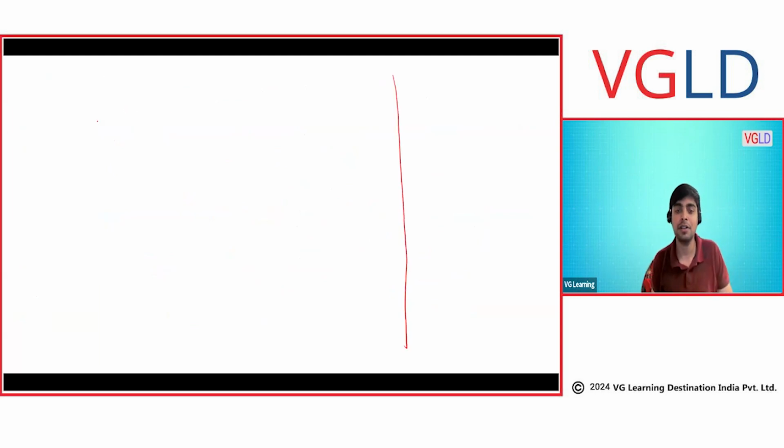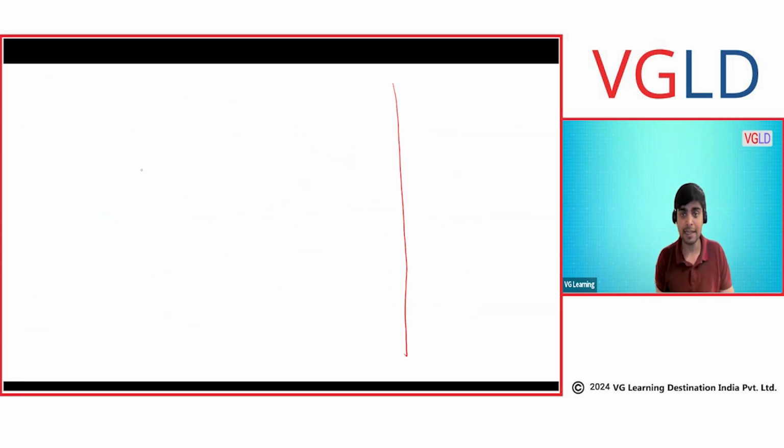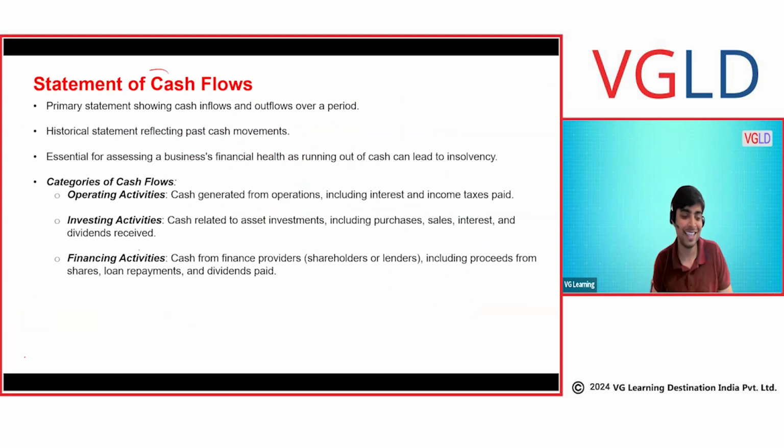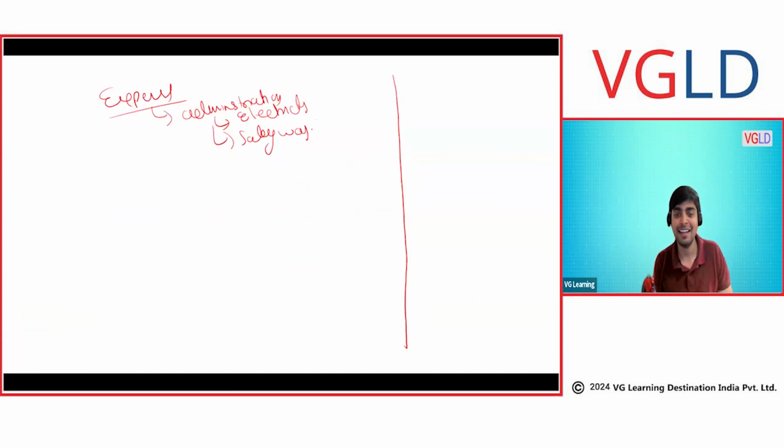Now let's include the other expenses. What can be expenses? Let's say administration expenses. What are administration expenses? Let's say electricity bill, salary, wages. Now I can see the answers coming. Salary, wages, commission paid.